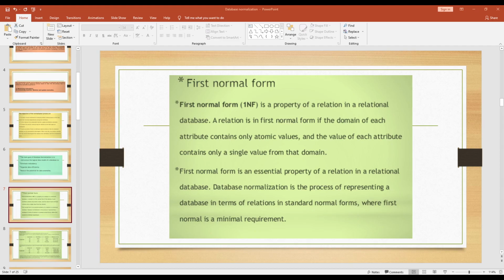First normal form is a property of a relation in a relational database. A relation is in first normal form if and only if the domain of each attribute contains only atomic values, and the value of each attribute contains only a single value from that domain.